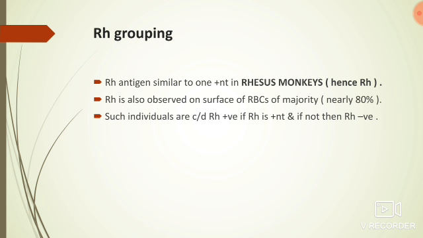As we saw in the ABO grouping, antigens are present on the RBCs. Similarly, in Rh grouping, these are also present on the surface of RBCs. These are considered as the presence of Rh. If Rh is present on RBC, then the person will be considered as Rh positive. And if the Rh is not present on the surface of RBC, then the individual will be considered as Rh negative.